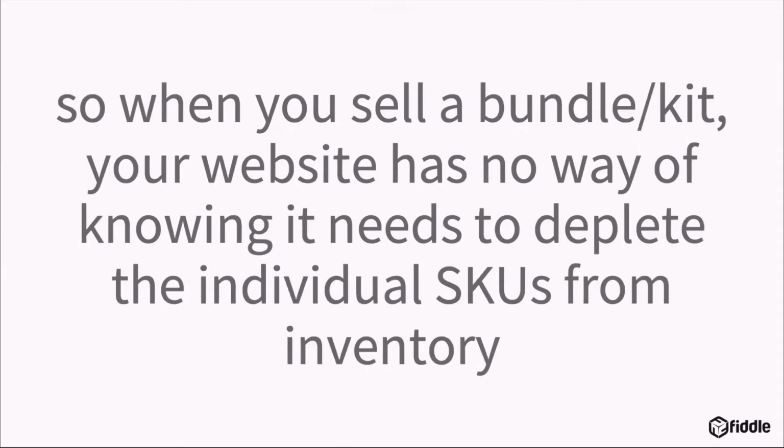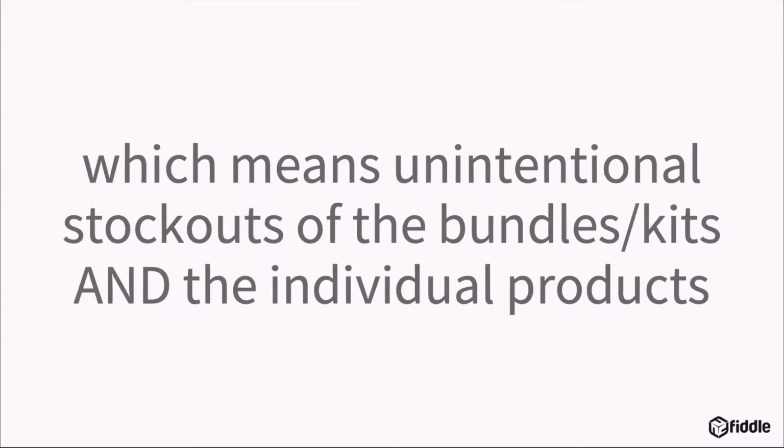So when you sell a bundle or a kit, your website has no way of knowing that it needs to deplete an individual SKU from inventory. It can be tricky, or it can lead to lots of spreadsheets. It can lead to an increased area for mistakes for a lot of customers. And that's why it gets a little bit tricky. What you also don't want is to offer a bundle or kit, and it's hitting with your customers and doing really well, but you're stocking out because you're unsure what's actually being shipped out and how much you actually have in stock.